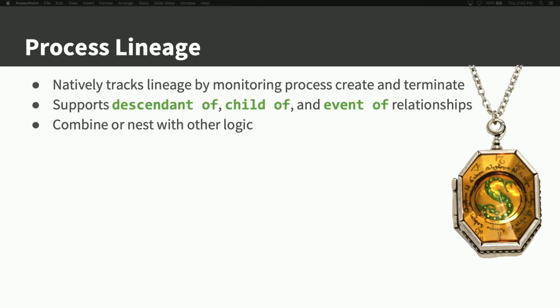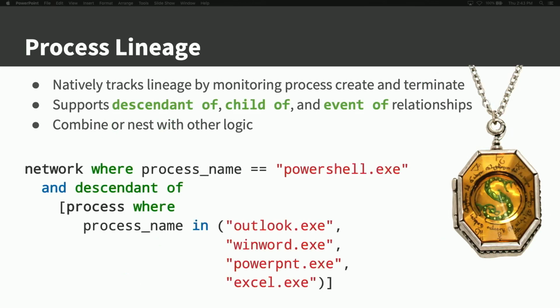We can also do stateful and really complex questions really easily, and we're using process lineage. So I could say, maybe I want to look for a spear phishing document that came from Office, came from Word, then it was a PowerShell that reached out and made a network connection. I could actually express that just like this. So it's a network event coming from PowerShell, and it's a descendant of Office.